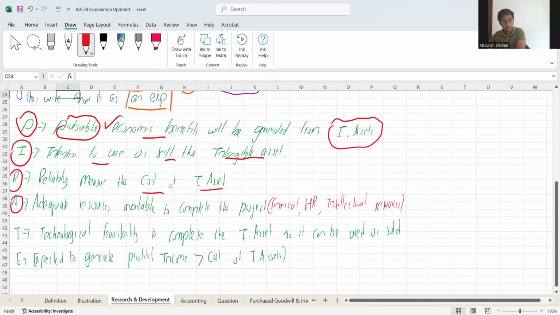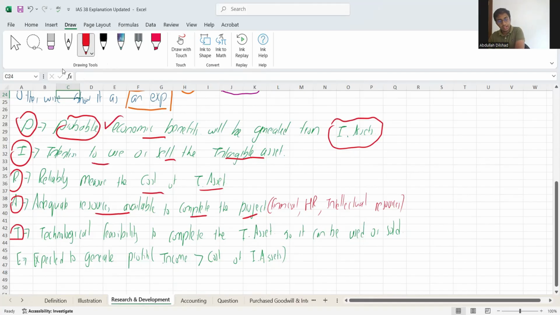Number four, adequate resources available to complete the project, right? So what do I mean by adequate resources? Obviously, when I'm producing my calculator, I will need financial resources. I will need workers who fall under human resources. I will need intellectual resources, for example, IT and all those things. Okay. So I need to have adequate resources for me to complete the project. So that is PIRA. Four factors in terms of your development PIRATE criteria. Okay.